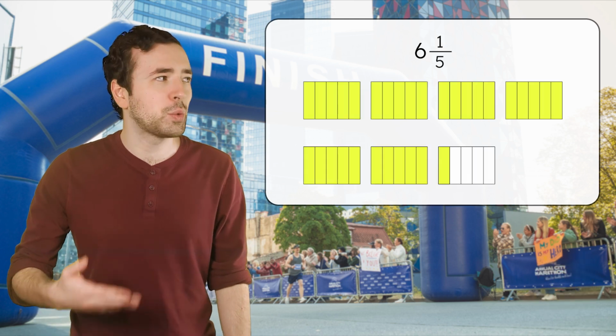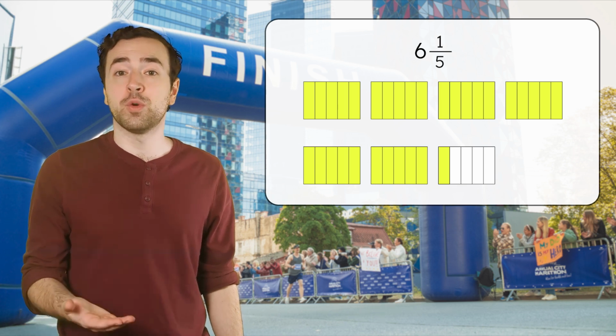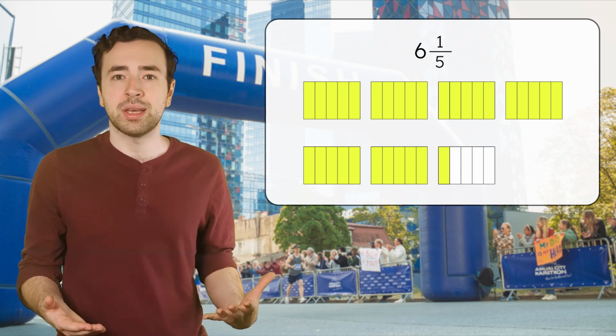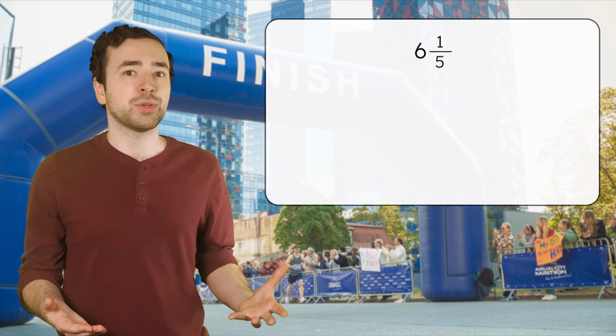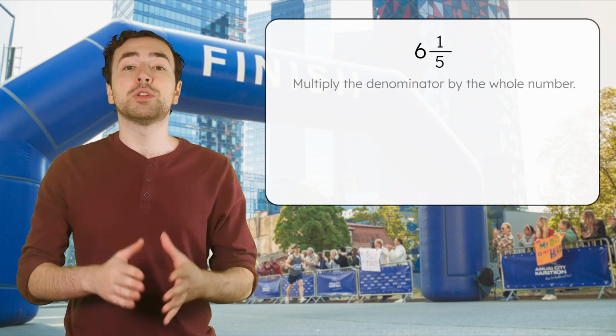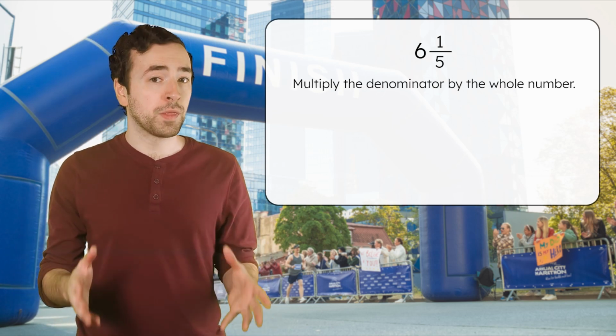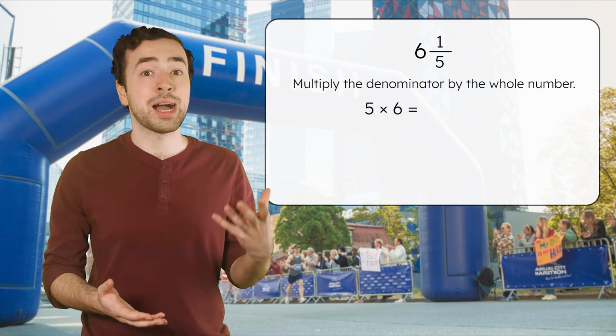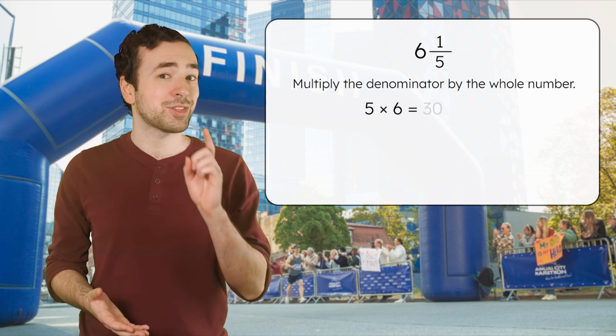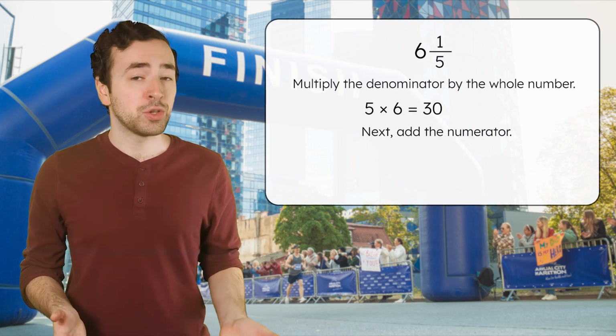We could always show 6 1/5 as a visual model to count all the pieces. Or we can use multiplication and addition. Start by multiplying the denominator by the whole number. What's 5 times 6? That's 30. Next, we add the numerator.